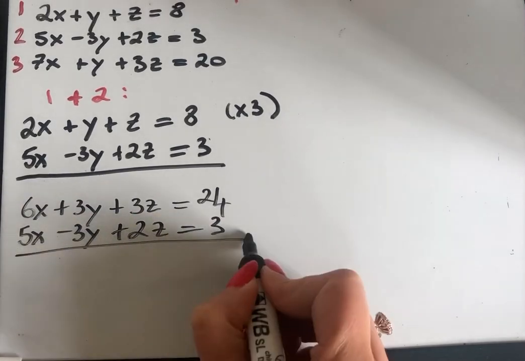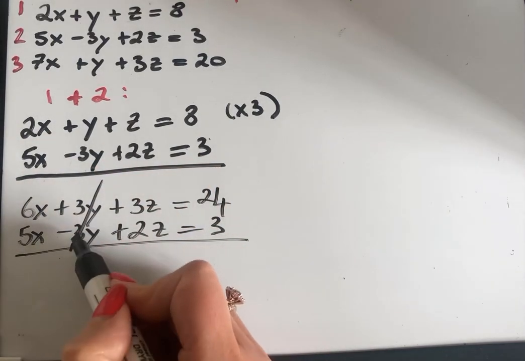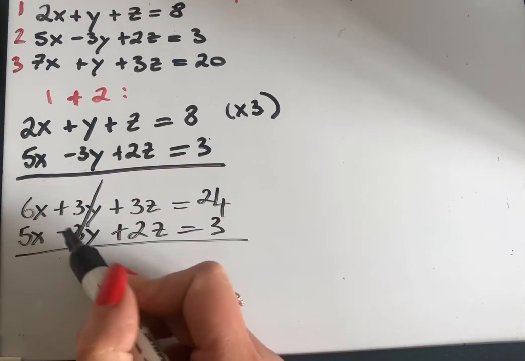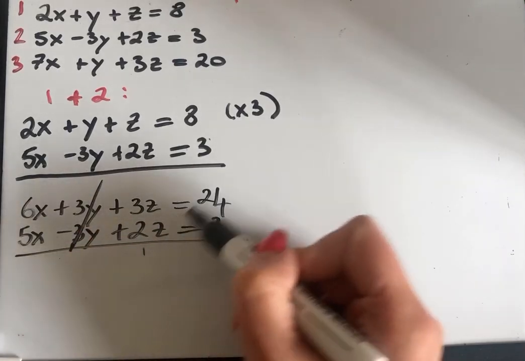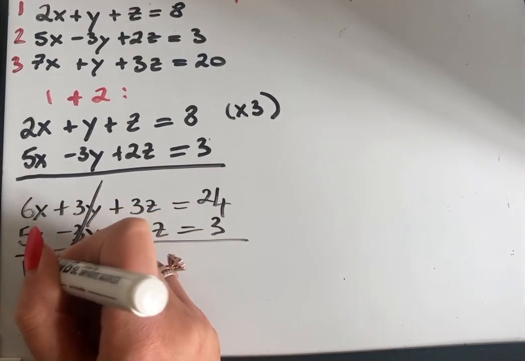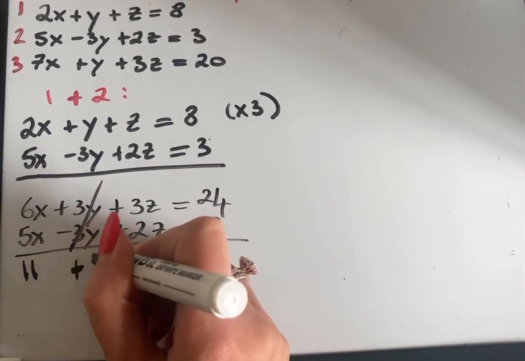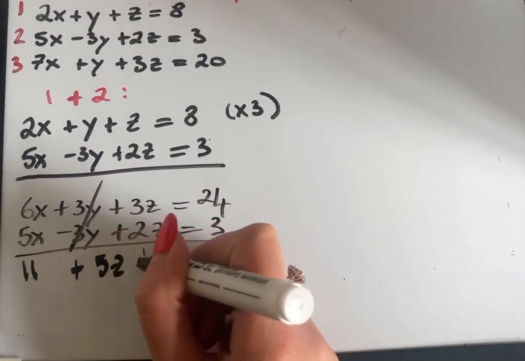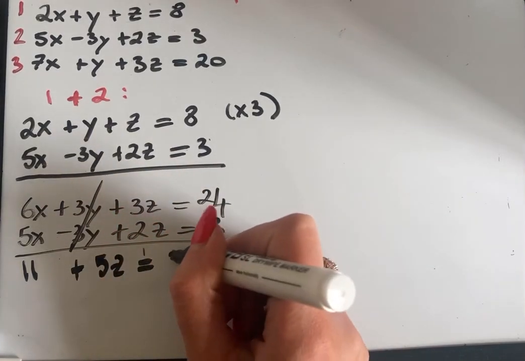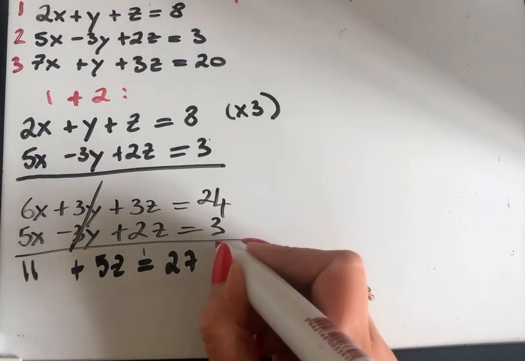Line across. And we cancel out this because 3y plus negative 3y is 0. And we're going to add the rest of the things. So 6x and 5x is 11x. 3z plus 2z is 5z. And 24 plus 3 is 27. We're now going to call this line number 4.